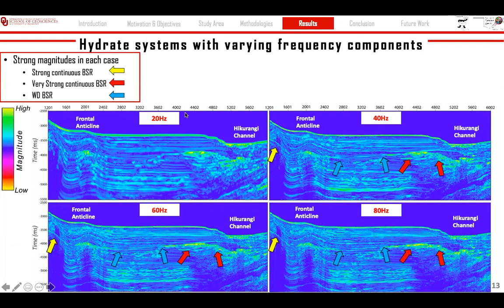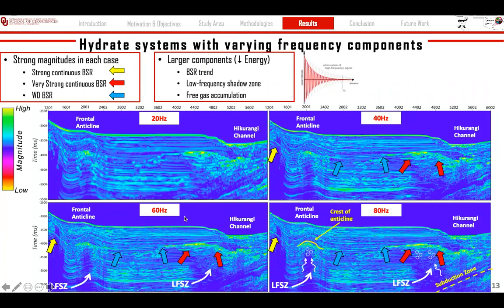So here are the results of the spectrally decomposed components for the 20 Hertz, 40 Hertz, 60 Hertz, and 80 Hertz components. In each case, we can observe that the strong continuous BSRs have high magnitude responses, as well as the very strong continuous BSRs. However, the weak discontinuous BSRs are not as distinguished from the background geology, and therefore this shows one of the weaknesses of this method as well.